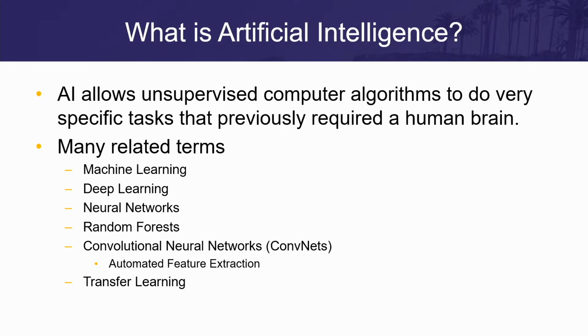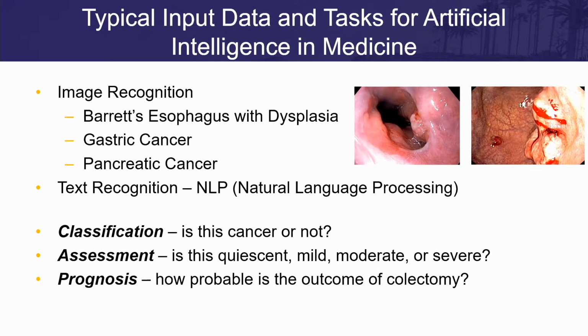Well, AI allows unsupervised computer algorithms to do very specific tasks that previously required a human brain. And there are a lot of related terms. You may hear things like machine learning, deep learning, neural networks, random forests, convolutional neural networks, and automated feature extraction or transfer learning. These are all related to forms of artificial intelligence, and they can identify things in ways that humans are capable of. And the typical input data are things like image recognition.